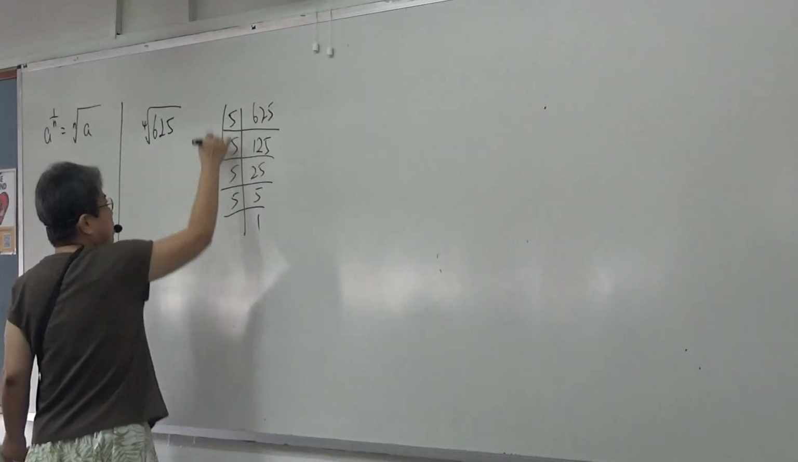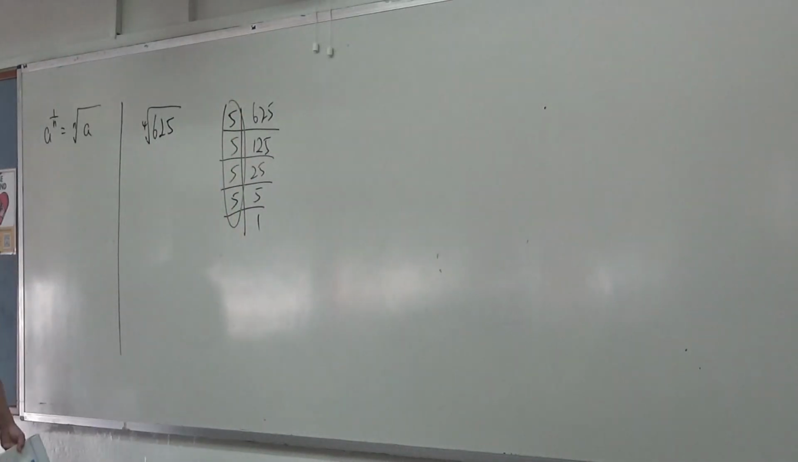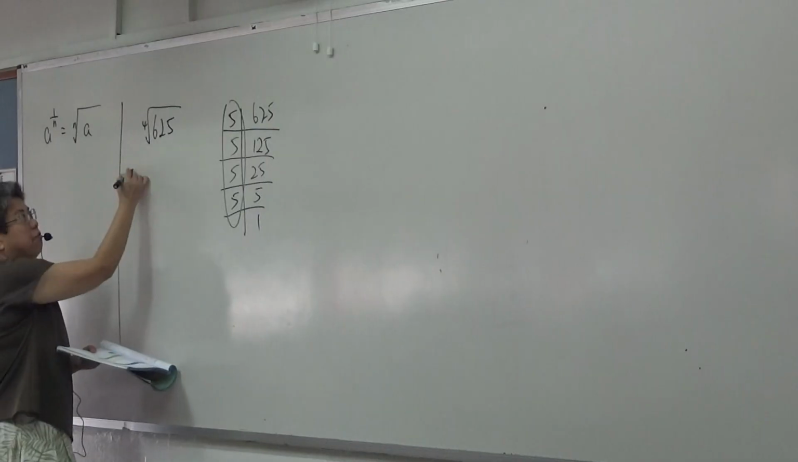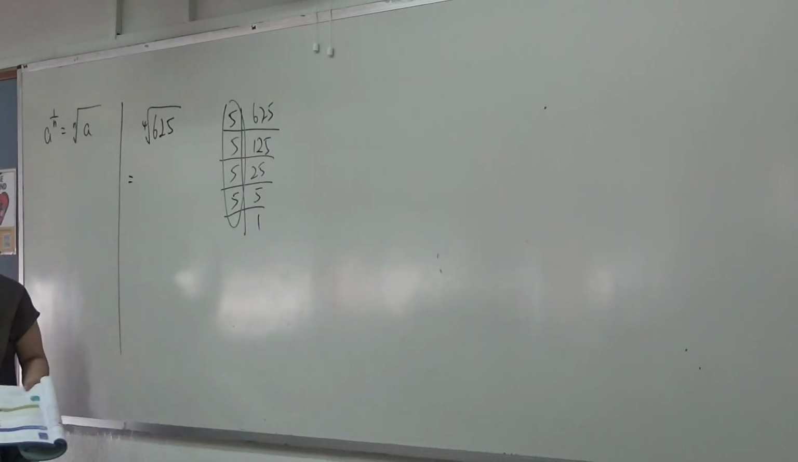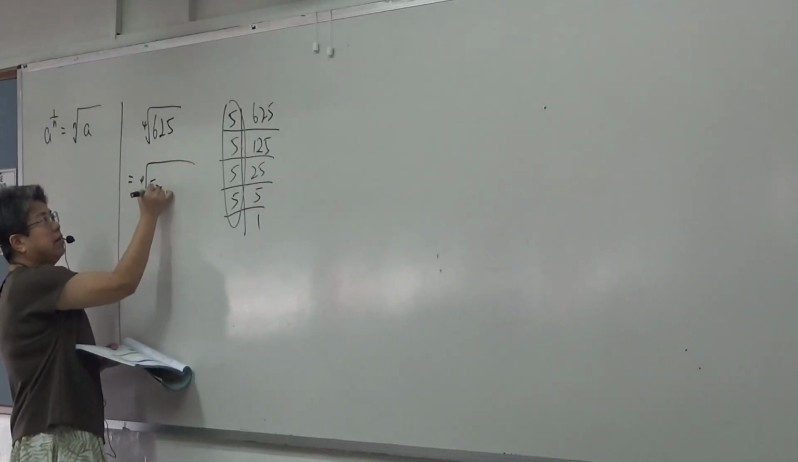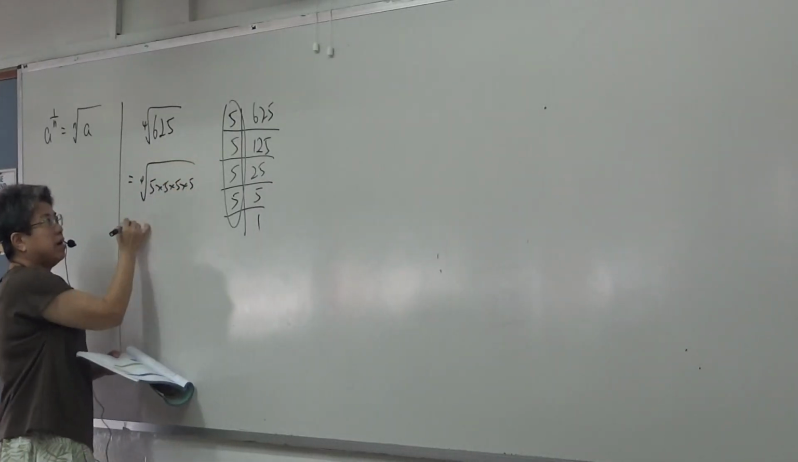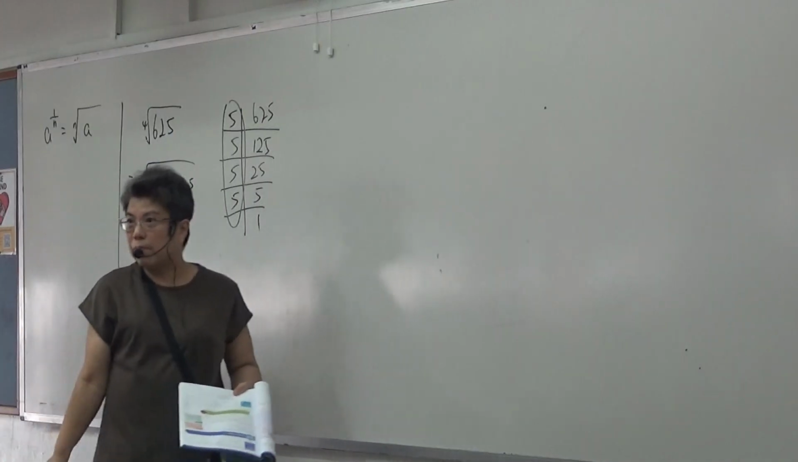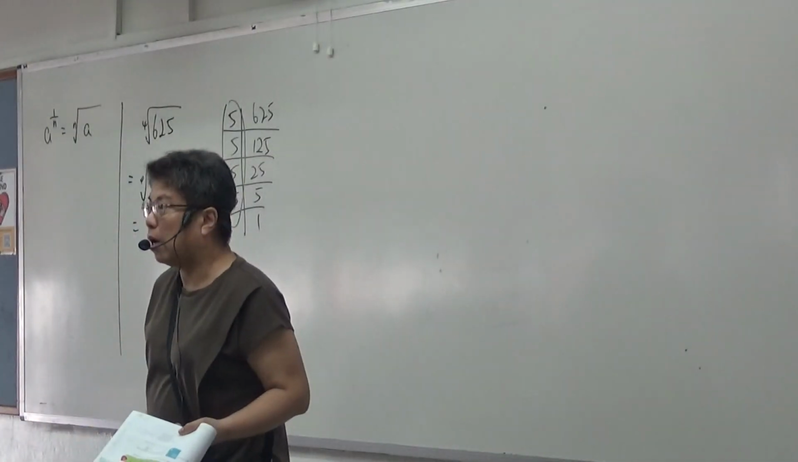Now, can you see this one is how many times? 4 times. When it's 4th root, it means 4 times you take out 1 time. That means this is actually the 4th root of 5 times 5 times 5 times 5. The answer will be what? 5. So this is without using the calculator.